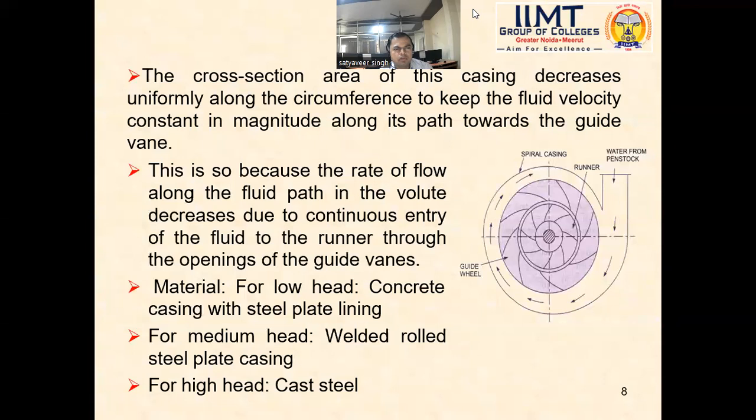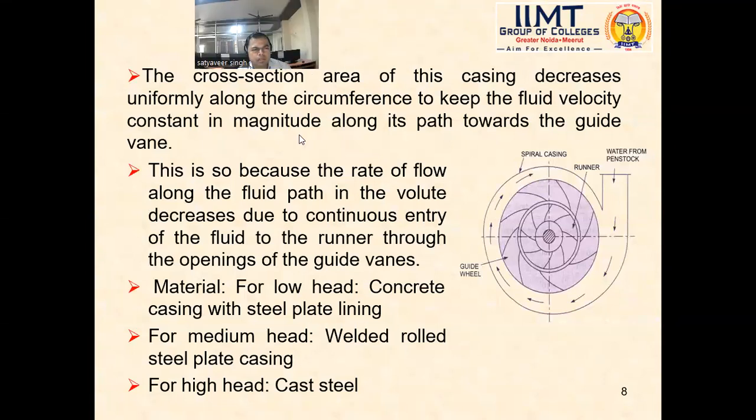Now, if we talk about the main casing, the cross-section area of this casing decreases uniformly along the circumference to keep the fluid velocity constant in magnitude along its path and towards the guide vane.